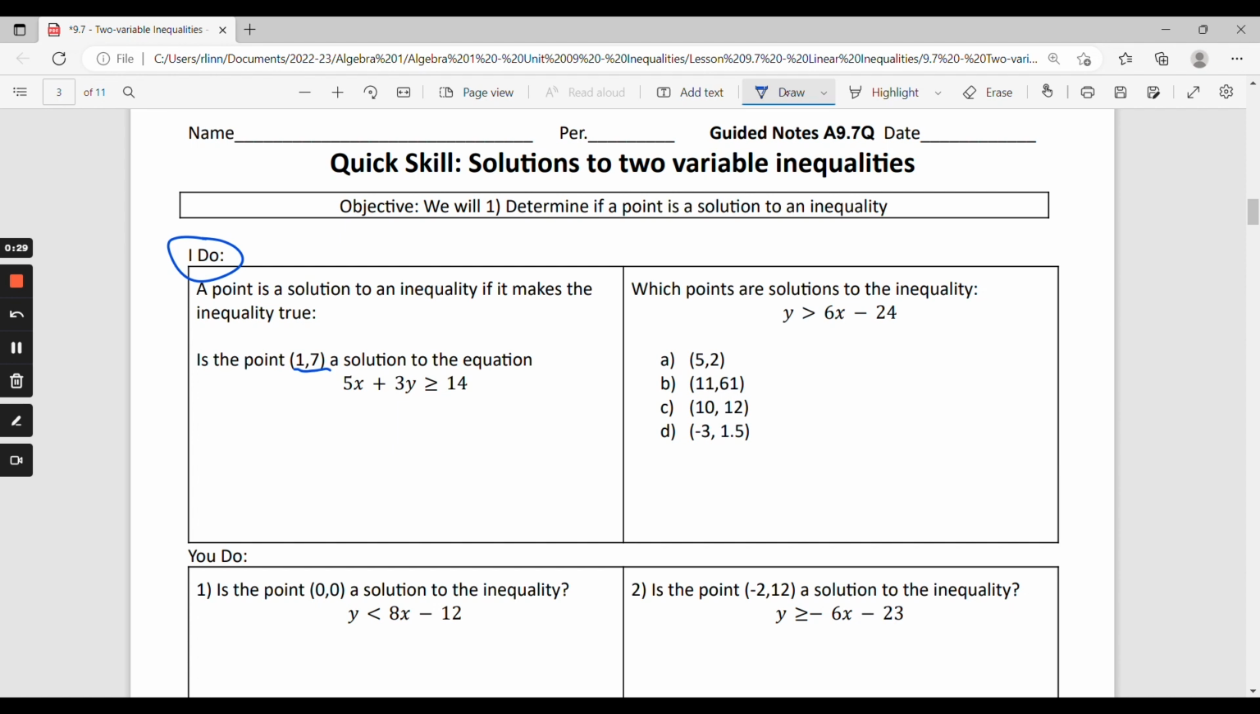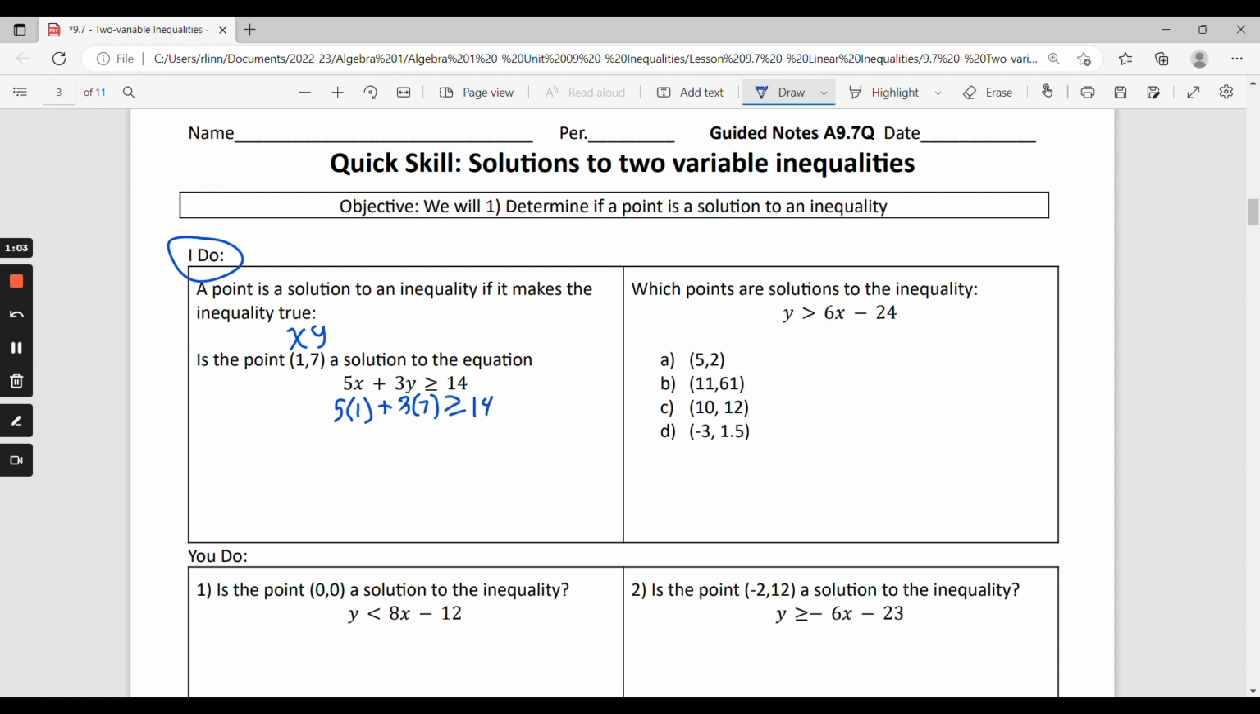I know that my ordered pairs are always listed in X, Y order, which means my X value is going to be 1, my Y value is going to be 7. So in order to find out if this makes the inequality true, I just need to substitute. I'm going to use 1 in place of my X, so I'll have 5 times 1. And then in place of my Y value, I'm going to have 7. So I'm going to say plus 3 times 7 has to be greater than or equal to 14.